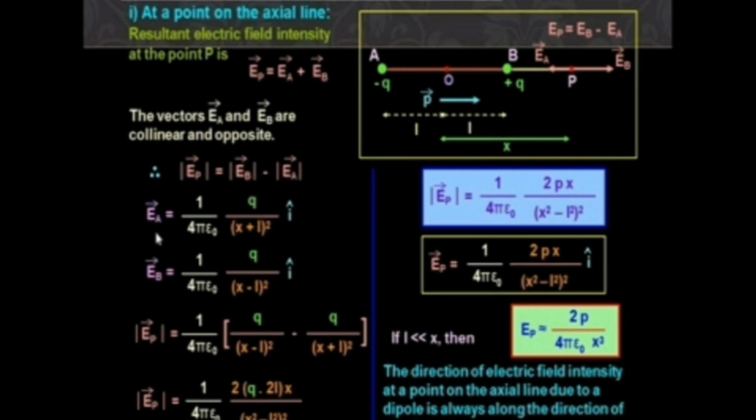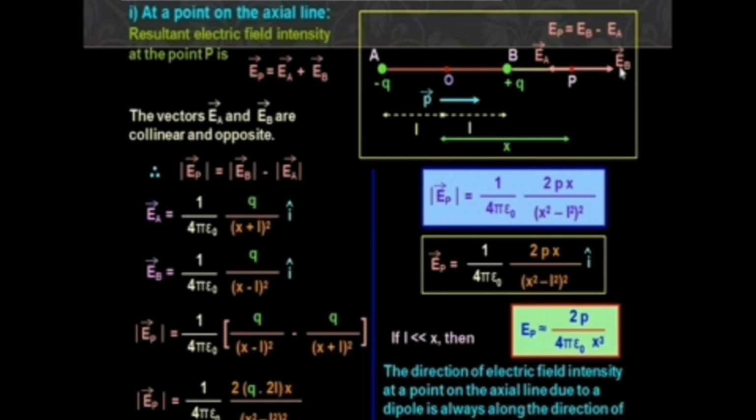The electric field EA equals, you know the formula, 1 by 4 pi epsilon naught, Q by R square. R is the distance. A is here, B is here, and point P is here. So from A to P, you have to add the two values, L plus X, so (X plus L) whole square, in the direction of i. i is the positive direction of the x-axis. Okay. EB is acting in this direction.